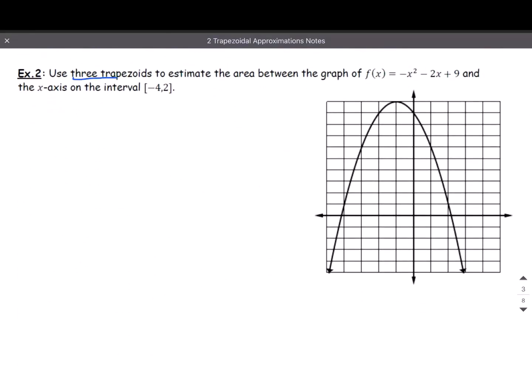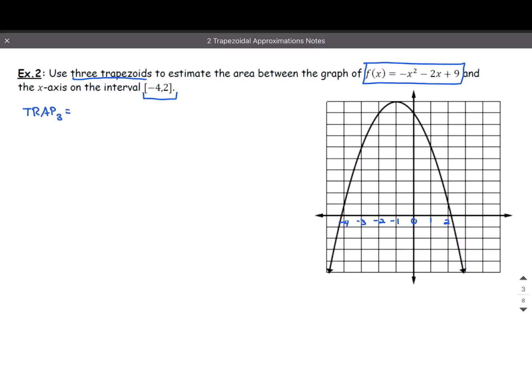All right, let's try another one. Again, we're going to use 3 trapezoids to estimate the area. Now this time our function f of x is negative x squared minus 2x plus 9. And we're going to do a trapezoid with 3 subintervals from negative 4 to 2. Now notice here, negative 4, negative 3, negative 2, negative 1, 0, 1, 2, okay? That is not going to be a change of 1 for the delta x's.